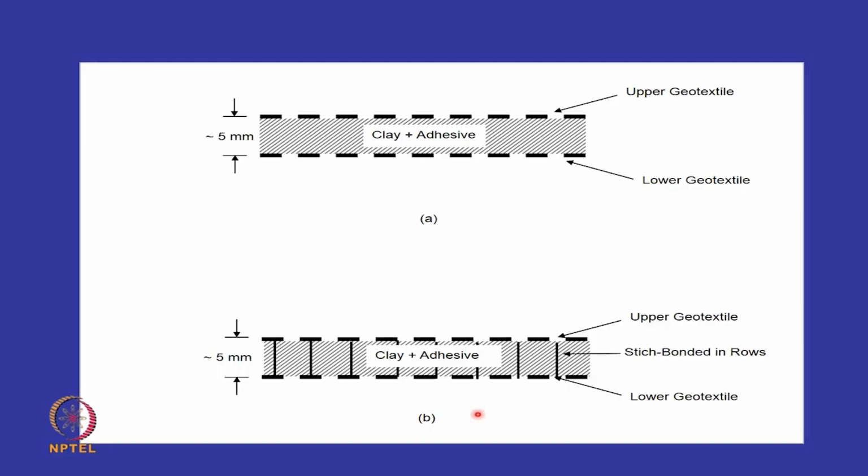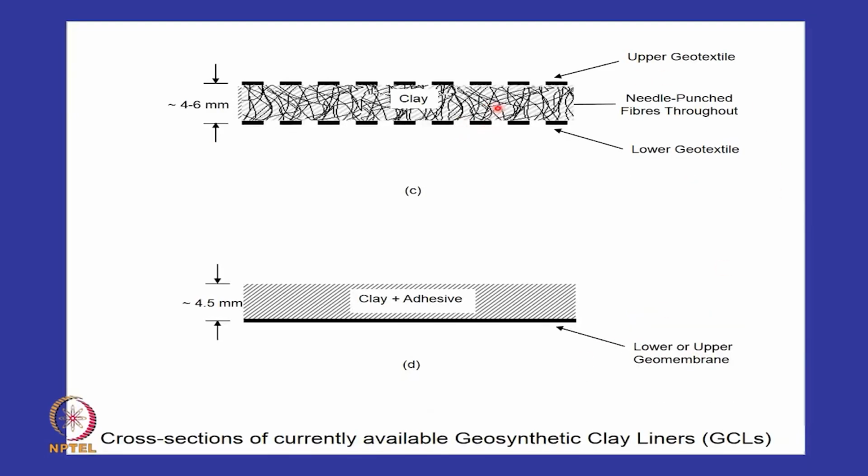Sometimes they'll do clay plus adhesive plus some stitch across the two faces, or you can have it needle punched. That means you can have a lot of fibers which are punched in it, which gives it some holding capacity for the clay, and you can have a geomembrane plus clay. So these are the various kinds of GCLs.